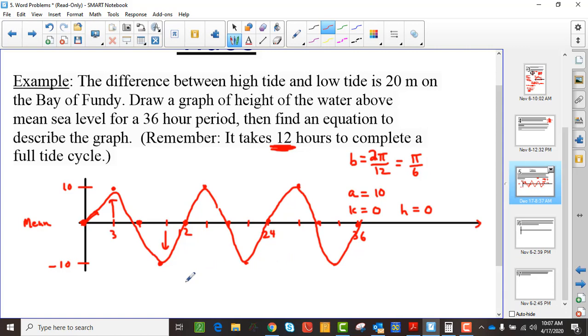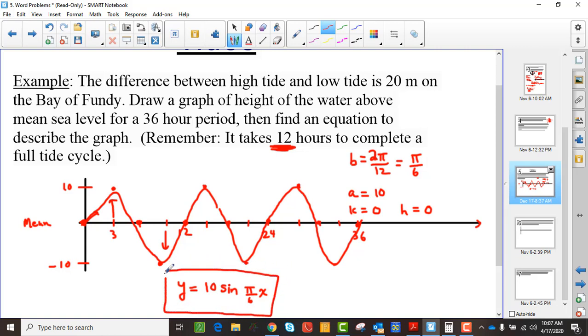So the equation then that I'm going to write out is y is equal to 10 sine of pi over 6 x, minus h, and then plus k, but they're both 0. So this is my equation.